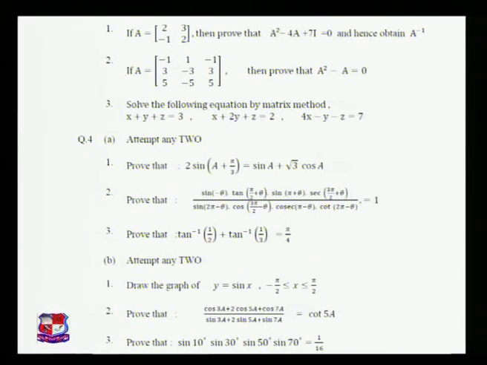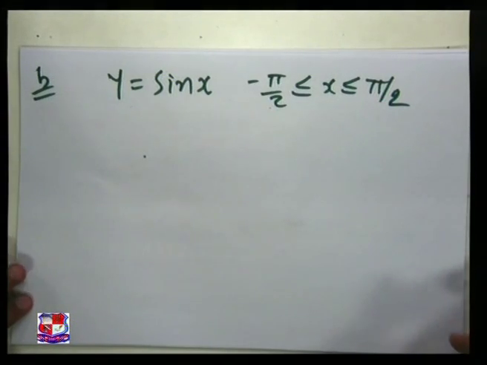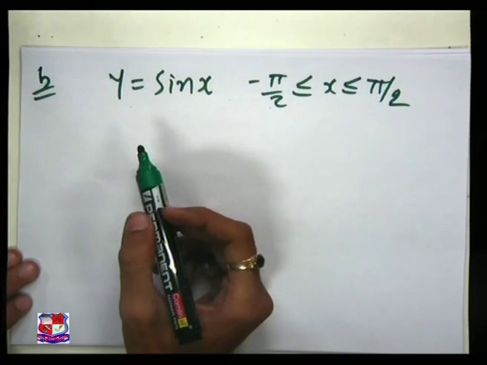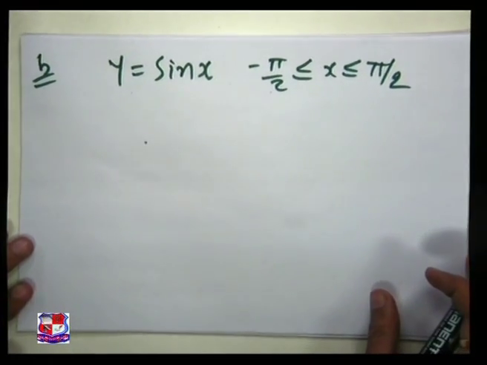Draw the graph of y is equal to sin x from minus pi by 2 less than or equal to x less than or equal to pi by 2. As we all know, drawing the perfect graph without graph paper is not possible, but still I will show you in which manner we will get the graph of y is equal to sin x.